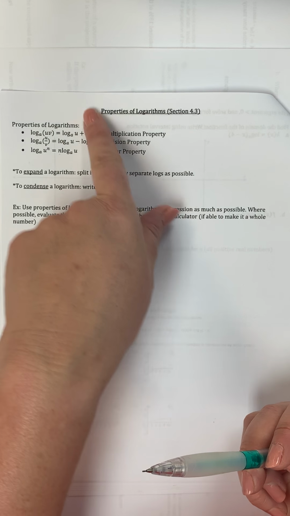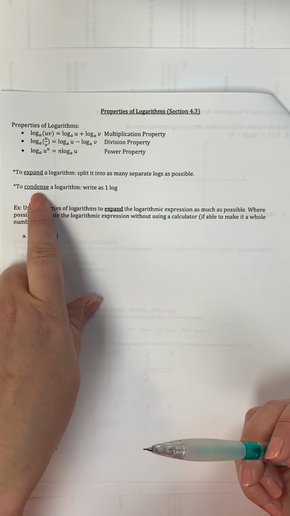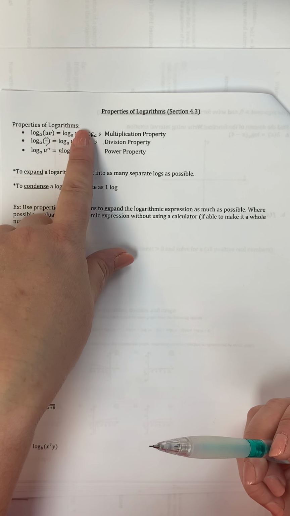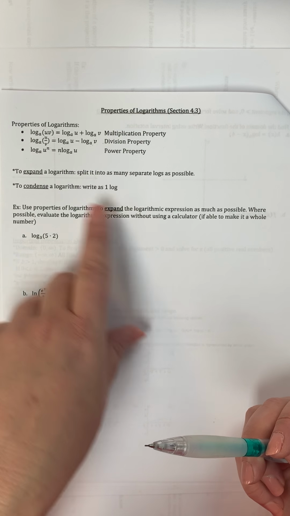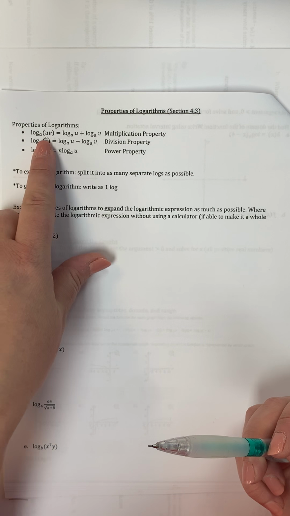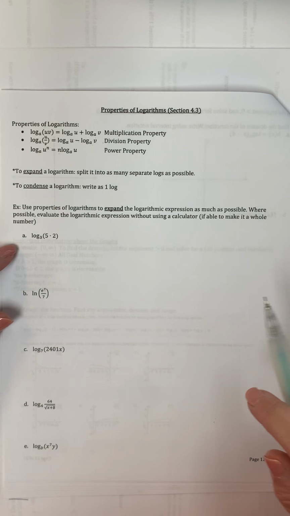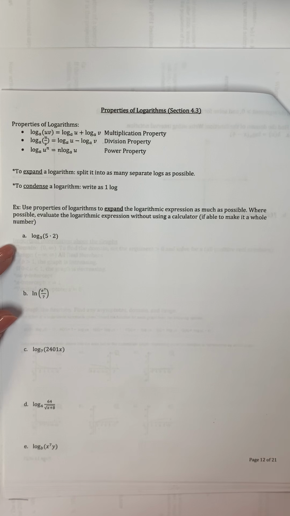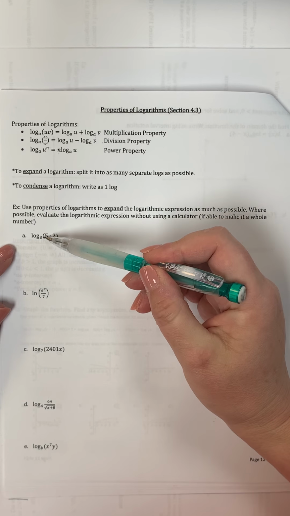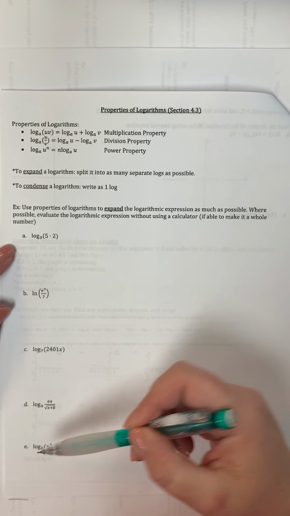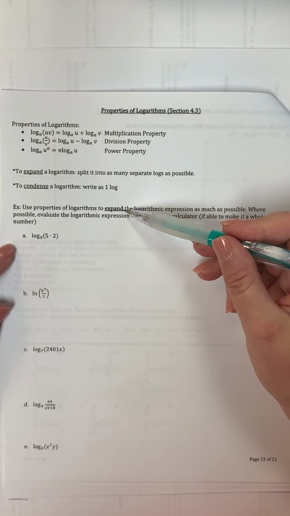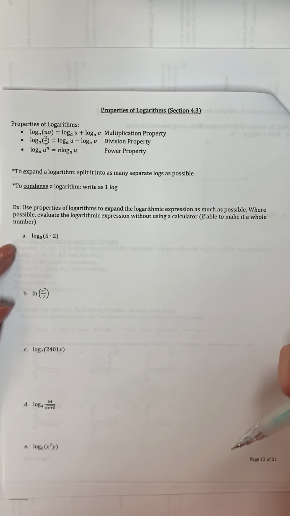You can be starting over here and turn them into one log. We call that condensing. You take several logarithms and condense them. Or you can take a single logarithm and expand it and split it into as many other logs as possible. Just remember that your base never changes in that situation. So let's use the properties of logs to expand these logs as much as possible, okay? Because if you notice, we only have one log in each example. So we're going to expand it into as many other logs as possible.